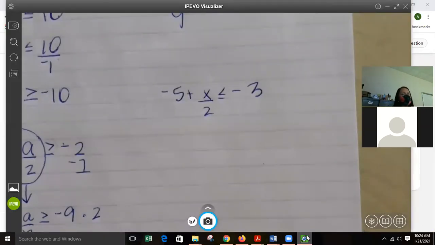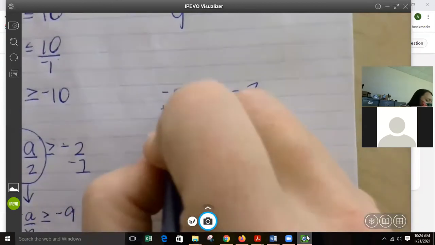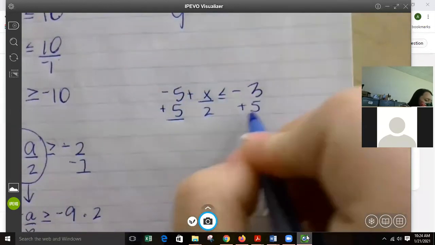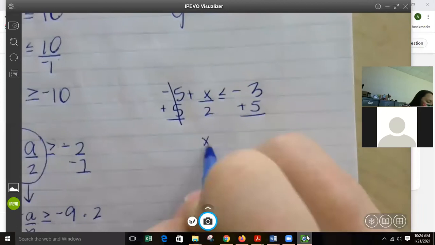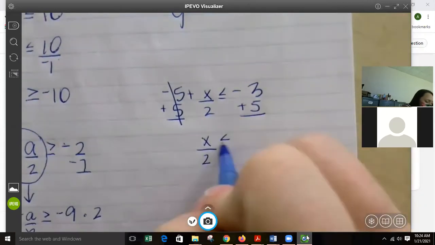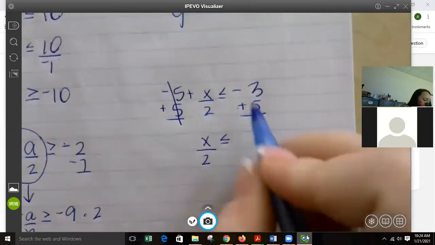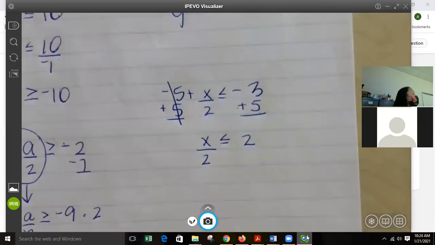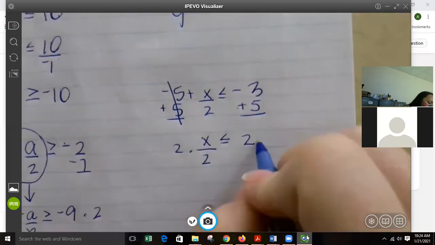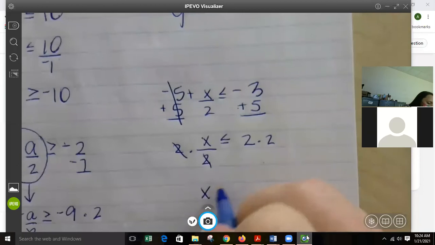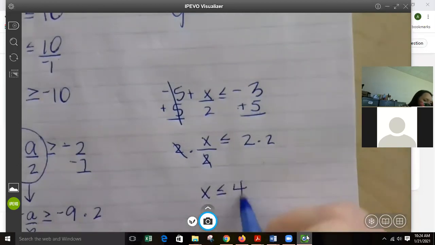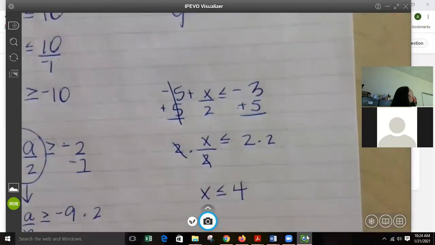So negative 5 plus x over 2 less than or equal to negative 3. What do I do first? Add 5. It's a negative 5, so I'm going to add 5. They cancel out, leaves me with x over 2 less than or equal to negative 3 plus 5 is a positive 2. Again, if you need to use your calculator. How do I get x by itself? We don't need to change the sign, so it's less than or equal to 2 times 2 is 4.